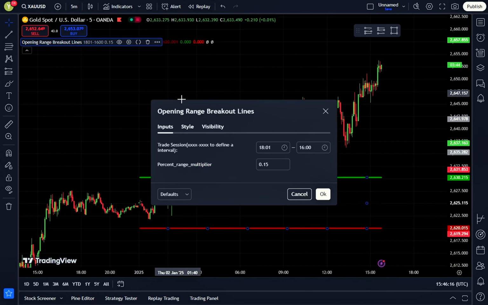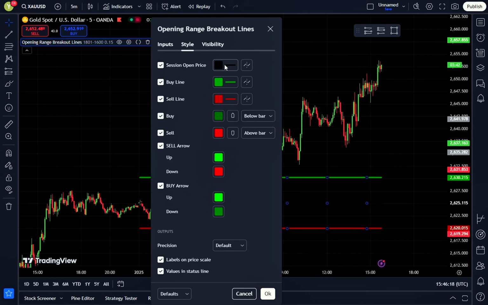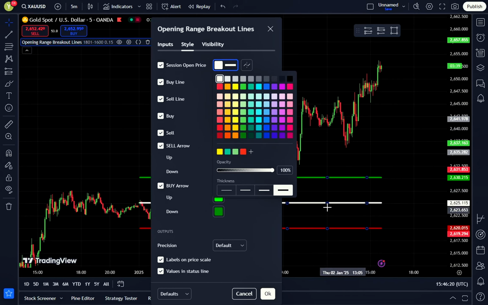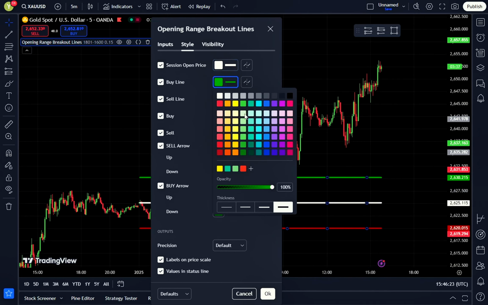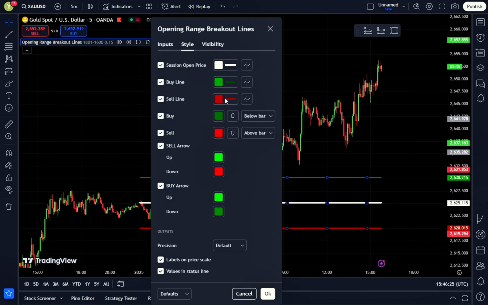Customize its appearance. Open the indicator settings and go to the Style tab. Change the session open price color and line thickness to your liking. Uncheck the boxes for buy arrow and sell arrow. Click OK to save the changes.